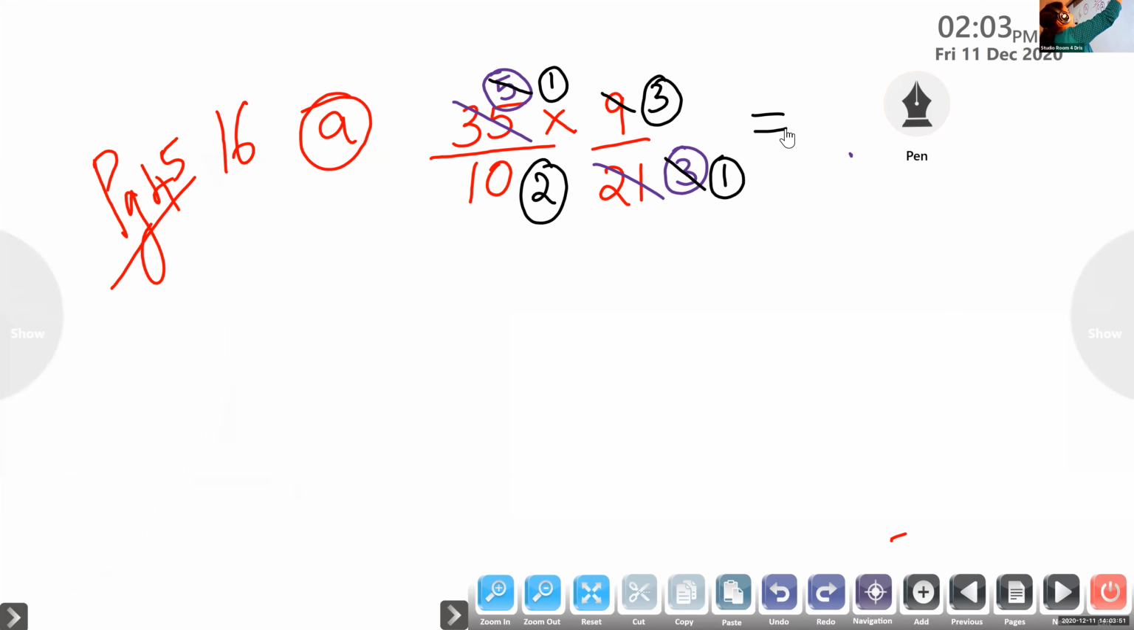What is 1 into 3? 3. And 2 into 1? 2. Okay, children. Now you have to make this into a mixed fraction. 3 by 2.